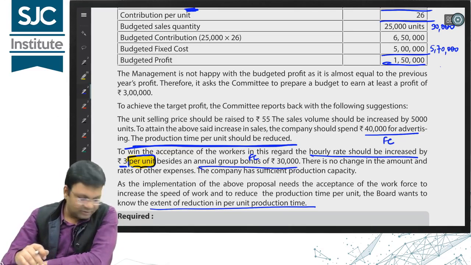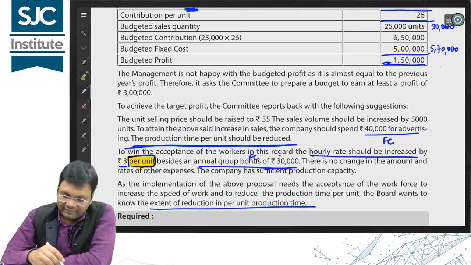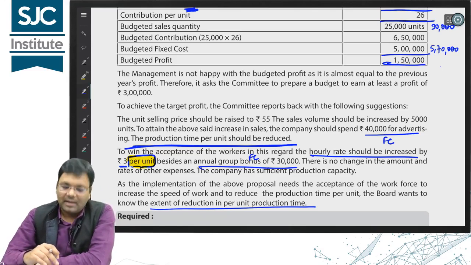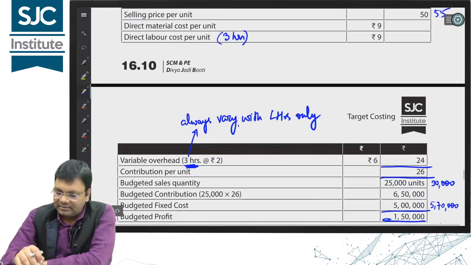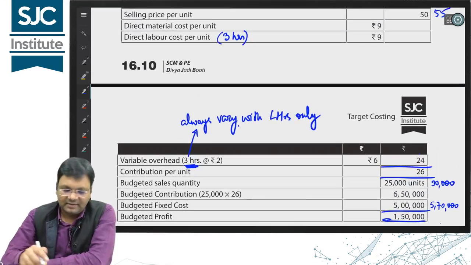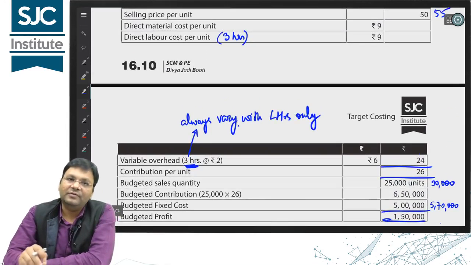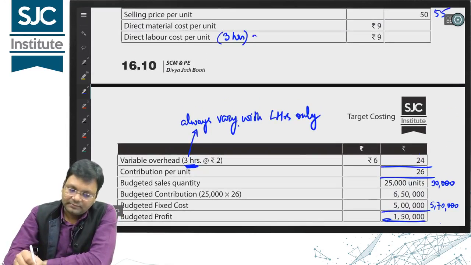When we see the solution, you will find that they have ignored this "per unit", and that is implied. When hourly rate is being said, it is just hourly rate. It doesn't make sense when it is written with per unit. Sometimes students get confused when per unit is also written.